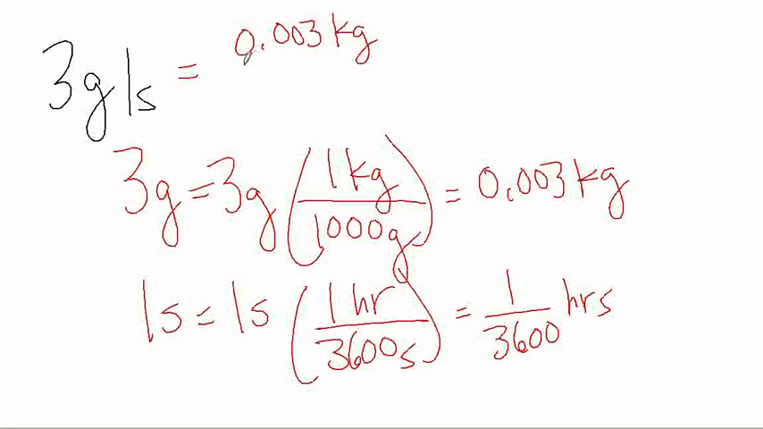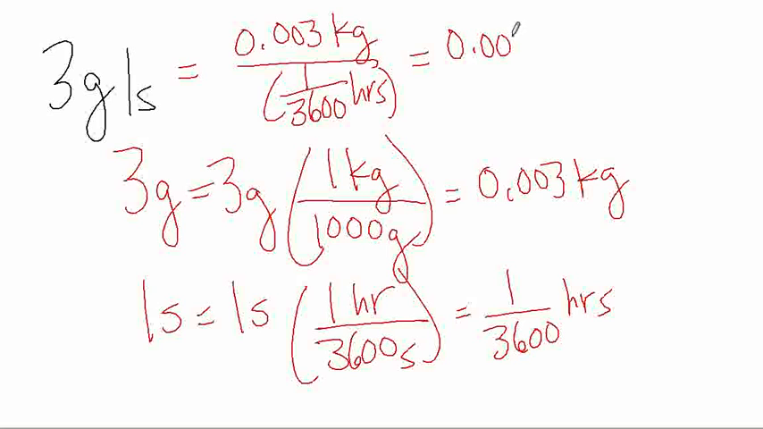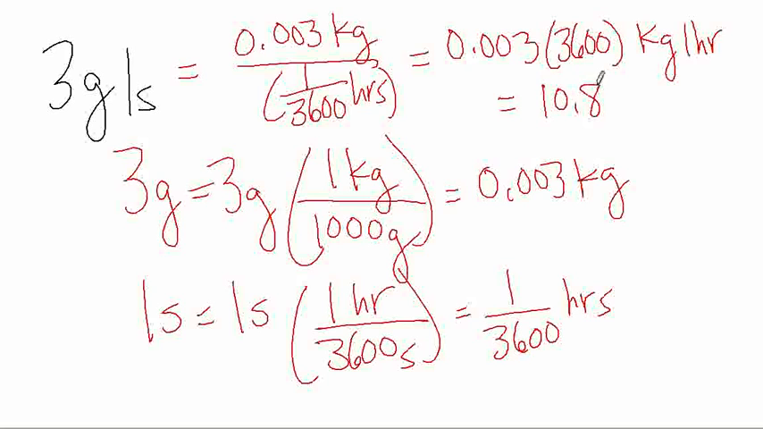Okay, and so now putting it all together, the original rate, 3 grams per second, is 0.003 kilograms to 1 over 3,600 hours. Let me rewrite that as 0.003 times 3,600. I multiplied the top and bottom by 3,600, okay? And that's kilograms per hour, okay? And so you can simplify that. You can do the multiplication, find the product, and you will get 10.8 kilograms per hour. All right?